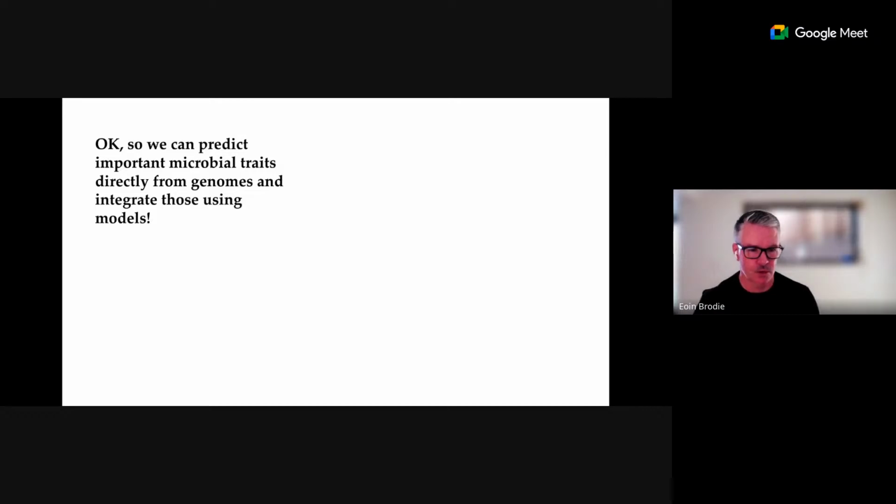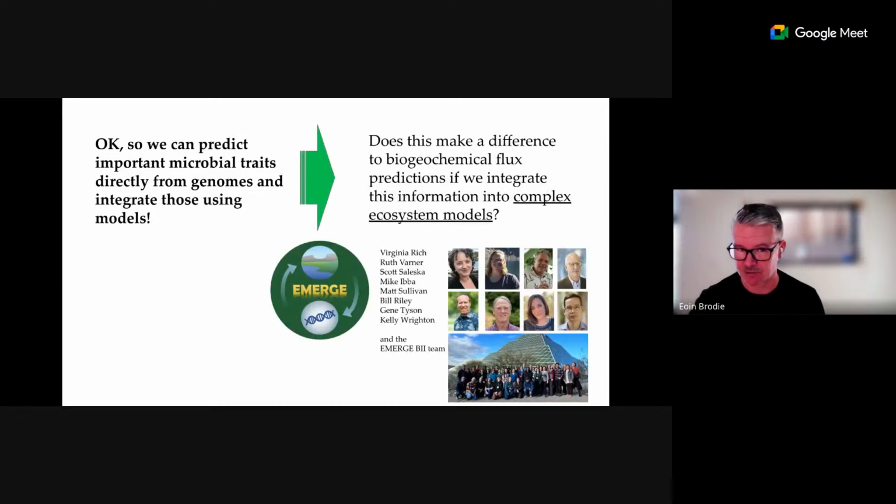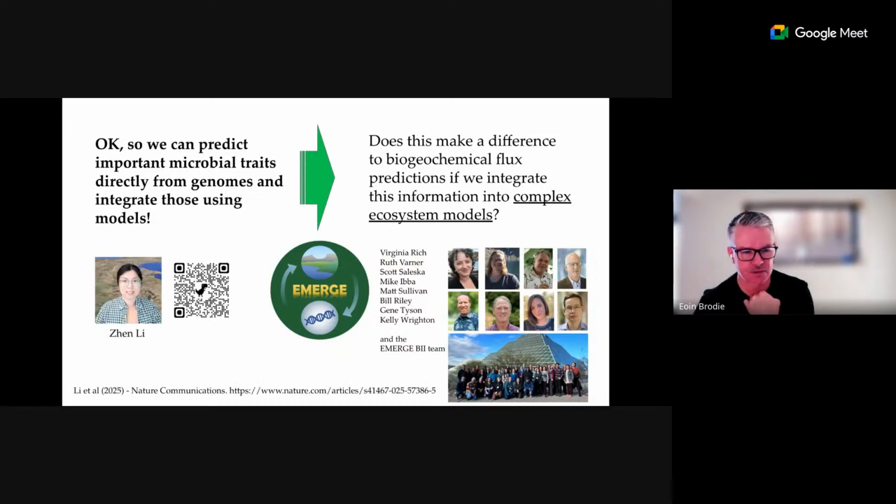Okay. So assuming you believe what I've told you, we can predict important microbial traits directly from genomes and integrate those into models. Does this make a difference to biogeochemical fluxes if we integrate this information into complex ecosystem models? So remember, with all of those other factors interacting. And this is a project led by Virginia Rich. We collaborated on this, part of an NSF-funded eMERGE project. Jen Lee was the postdoc responsible for this work, and this is published in Nature Communications last year.